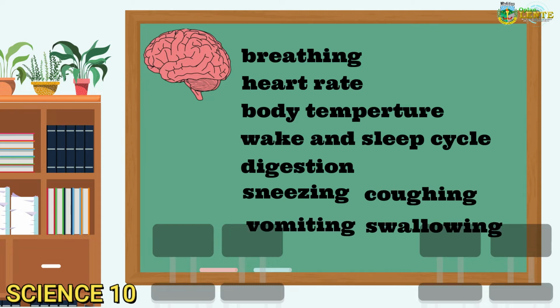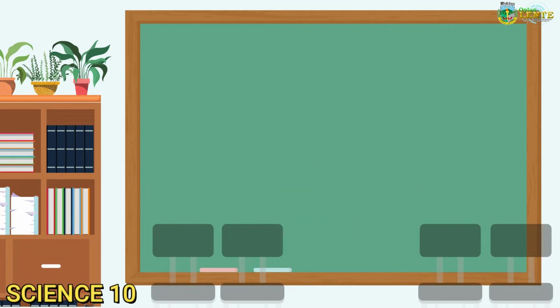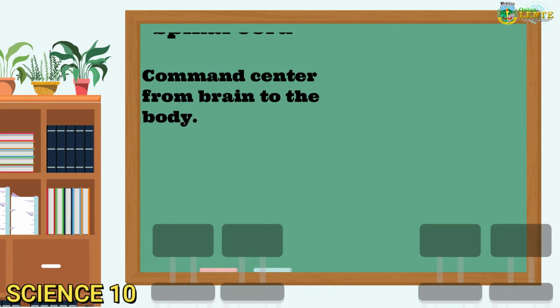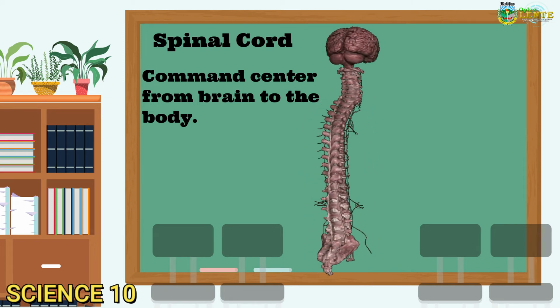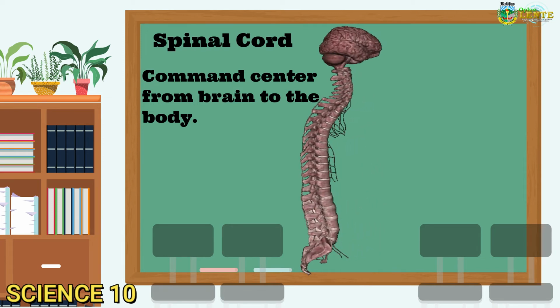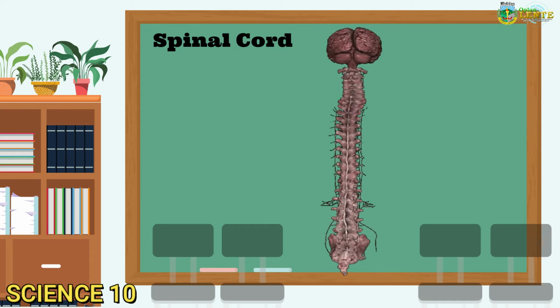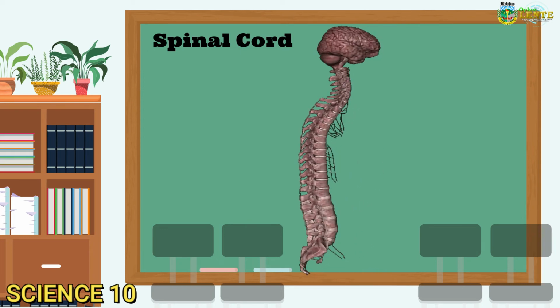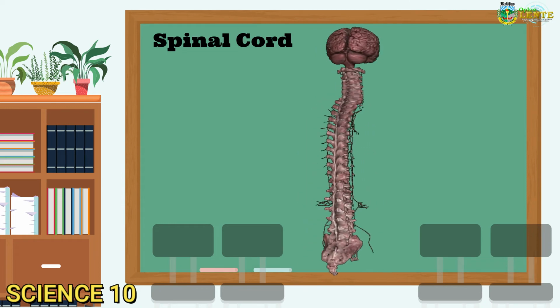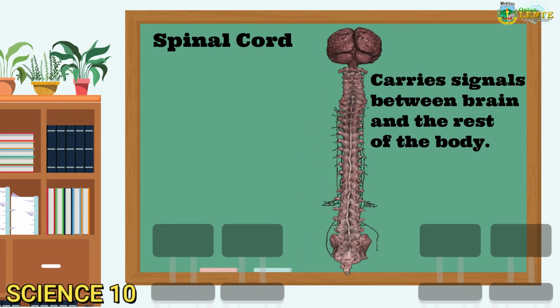and even swallowing. If the brain is the command center for your body, the spinal cord is the pathway for messages sent by the brain to the body and from the body to the brain. The spinal cord is a long bundle of nerves and cells that extends from the lower portion of the brain to the lower back. It carries signals between the brain and the rest of the body.